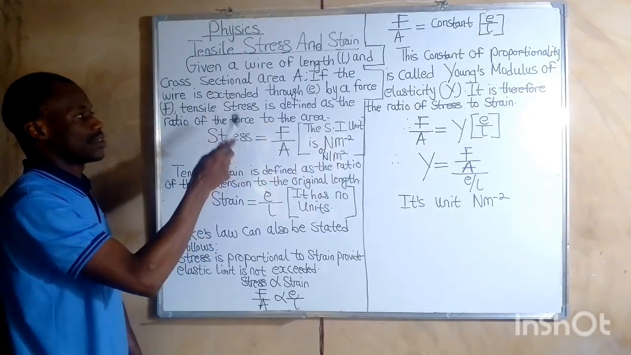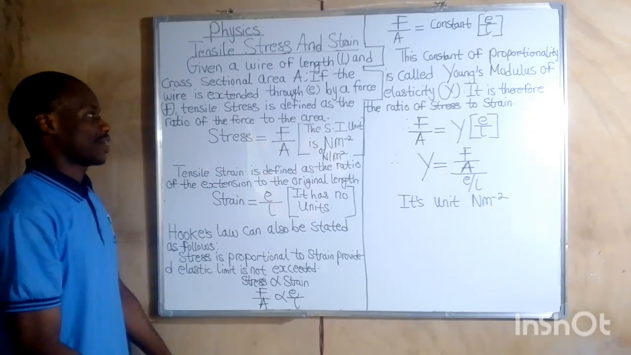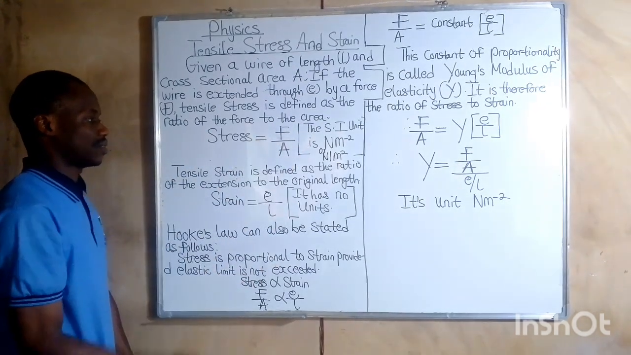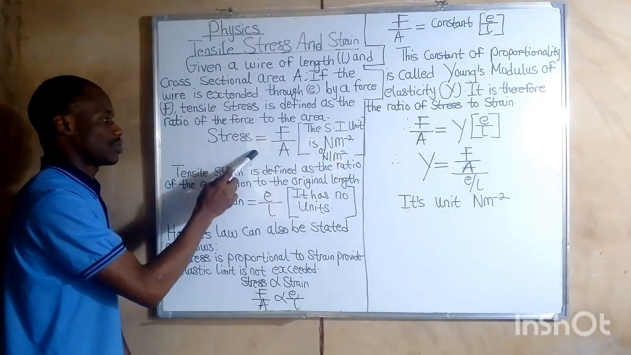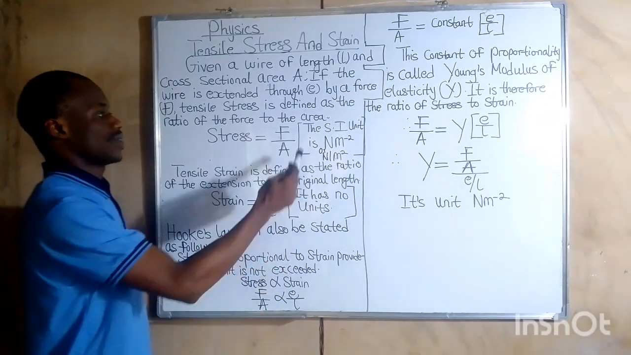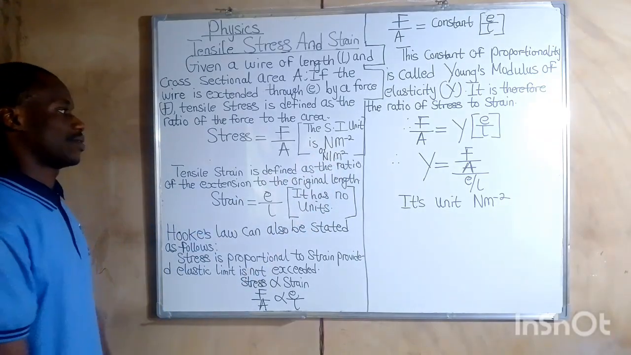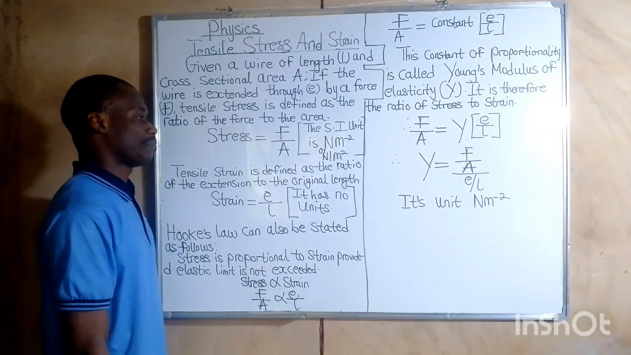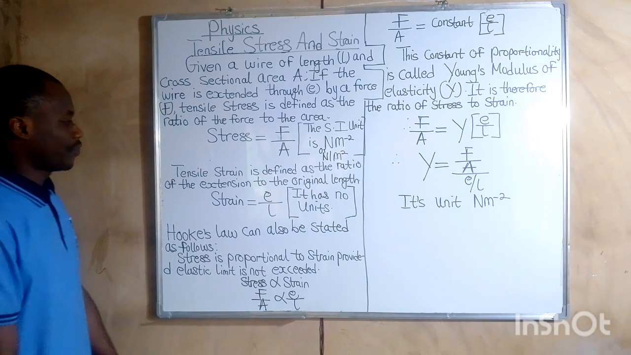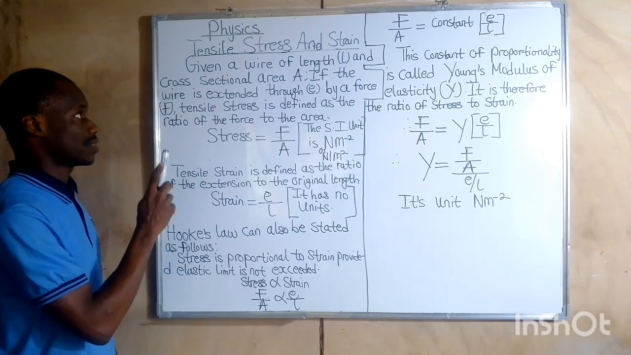Then tensile stress is defined as the ratio of the force to the area. So this is the formula: tensile stress equals force over area, or force per unit area. The SI unit for tensile stress is Newton meter raised to power minus 2, or you say Newton per meter squared.